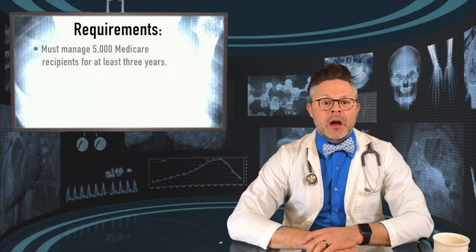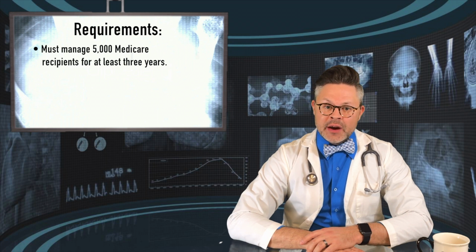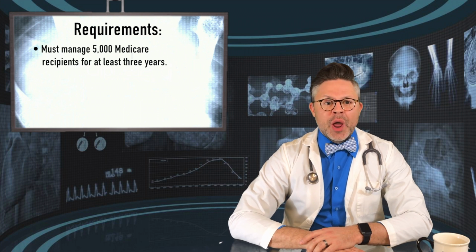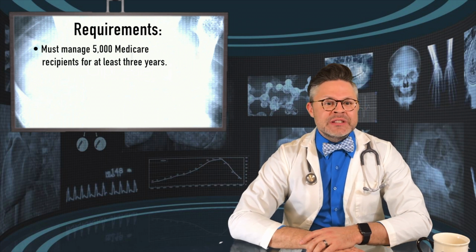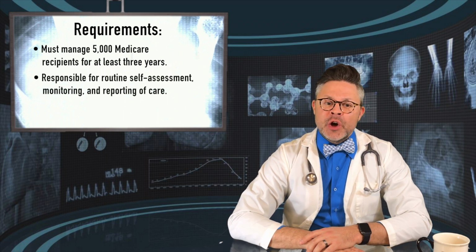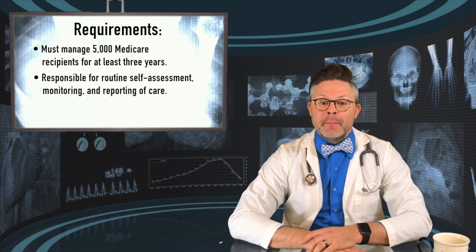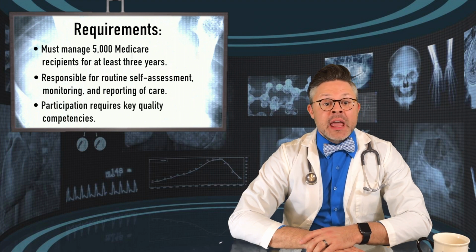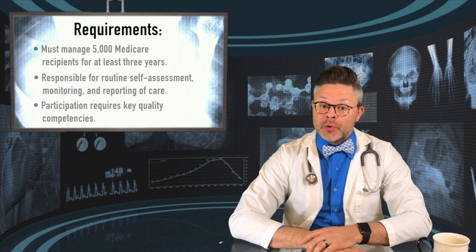Under the Affordable Care Act, a healthcare system that seeks to become an ACO must manage the healthcare needs of a minimum of 5,000 Medicare recipients for at least 3 years. Each ACO must create a governing body that represents ACO providers and Medicare beneficiaries. An ACO facility is required to be responsible for routine self-assessment, monitoring, and reporting of the care it delivers to Medicare beneficiaries. And they must use that information to continually improve care.